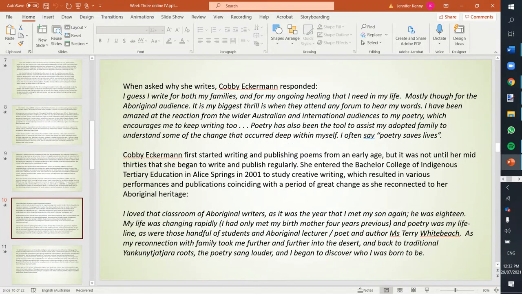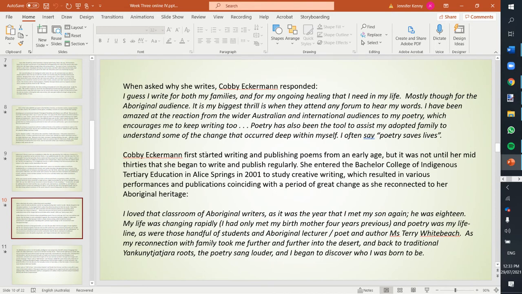When asked why she writes, Ali Cobby Eckermann responded, I guess I write for both my families and for an ongoing healing that I need in my life. Mostly, though, for the Aboriginal audience. My biggest thrill is when they attend any forum to hear my words. I have been amazed at the reaction from the wider Australian and international audiences to my poetry, which encourages me to keep writing too. Poetry has also been a tool to assist my adopted family in understanding some of the change that has occurred deep within myself. I often say, poetry saves lives.